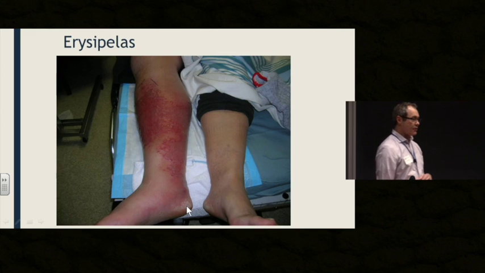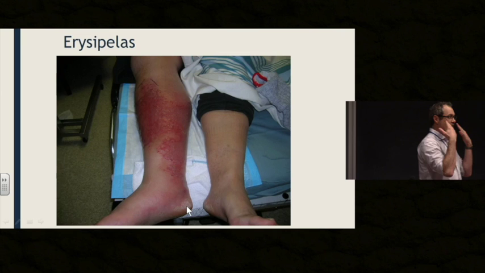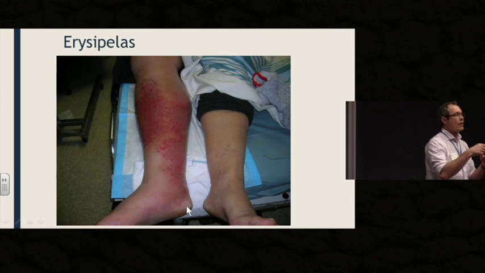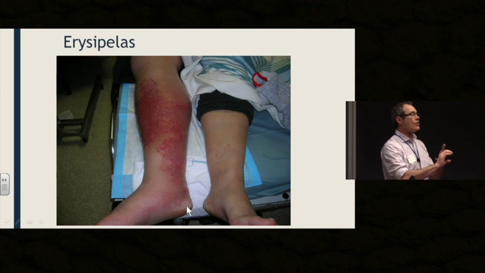There's a good example of some Erysipelas. We all think of Erysipelas on the face, right? And in fact, Erysipelas is talked about in Europe, where when people say Erysipelas, it's almost used synonymously with the word cellulitis. They don't actually differentiate different conditions.